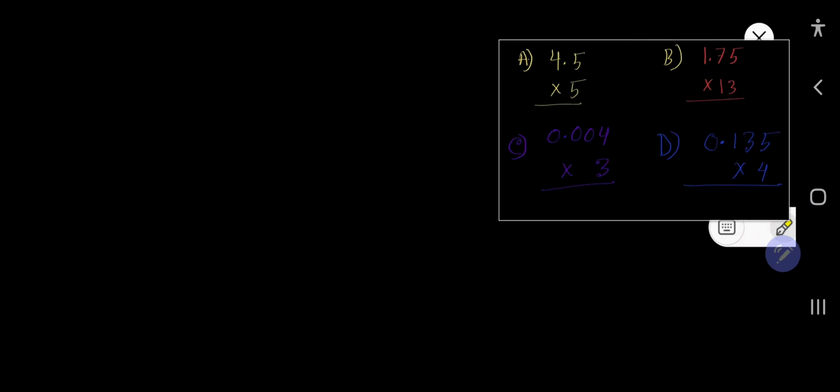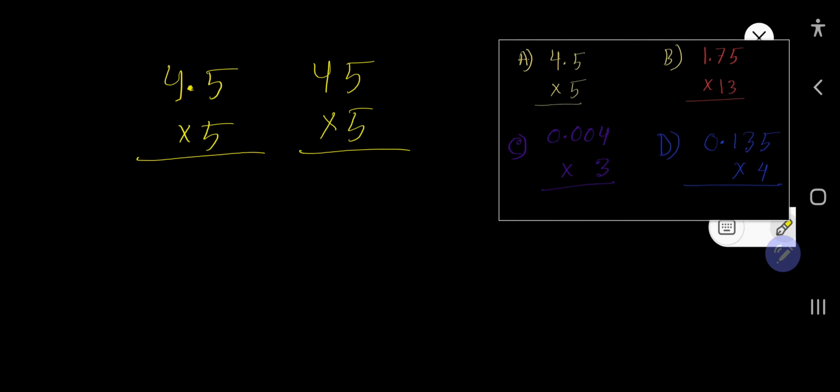So this is our problem. Look, 4.5, and we need to multiply here by 5. So at first, delete this decimal. So we are getting 45, and write here 5 and multiply. So look, 5 times 5, 25. So write here 5 and carry over 2. 5 times 4, 20 plus 2, 22.